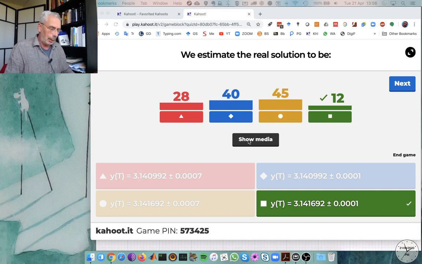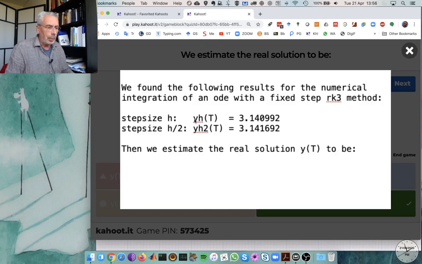Okay, well, let me erase the question again. Let me show the media, right? So we find two solutions with step size h and h over 2. Then what we do, we take the difference of these two solutions, which is 0.0007, right? So 3 zeros and a 7.